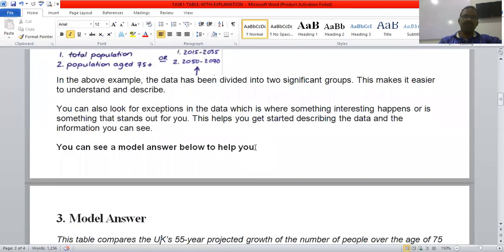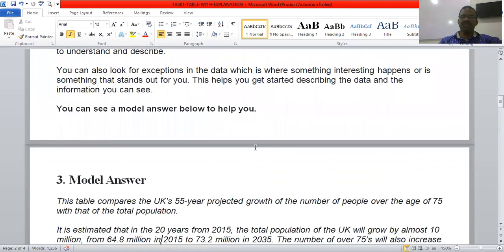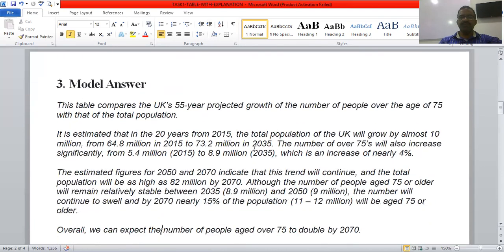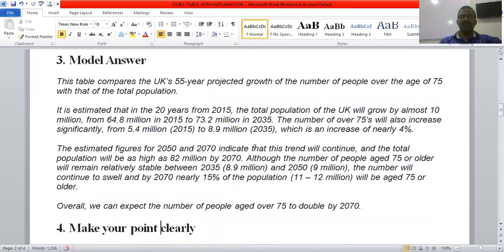You can also look for exceptions in the data, which is where something interesting happens or is information you can see. You can see a model answer below to help you. The table compares the UK's 55 years projected growth of the number of people over the age of 75 with that of the total population.